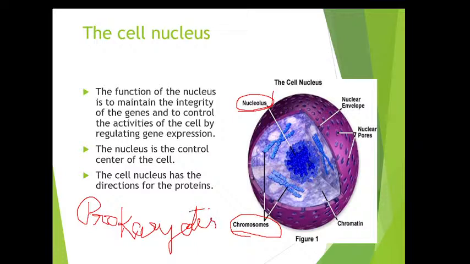Prokaryotes don't have a membrane-bound nucleus, but eukaryotes have a true nucleus, that means a nucleus with a membrane. So eukaryotic cells have a double-walled nuclear membrane, and on the nuclear membrane there are nuclear pores. Inside the nucleus there is the nucleolus.